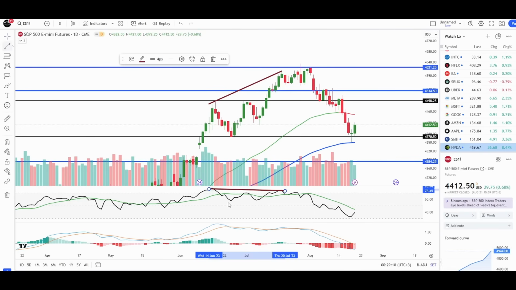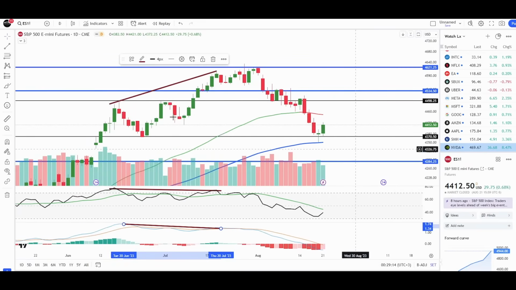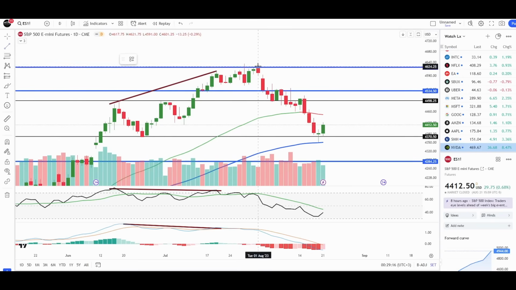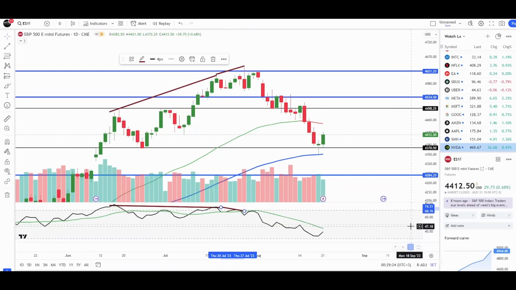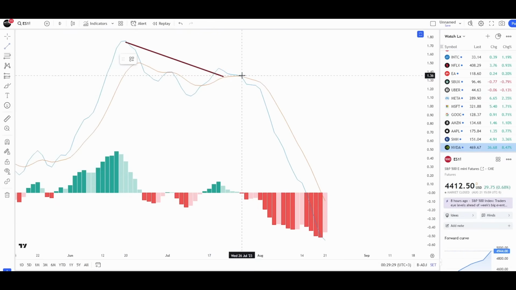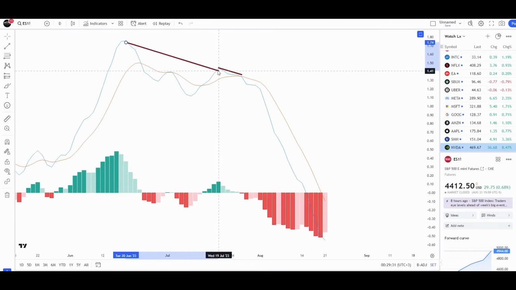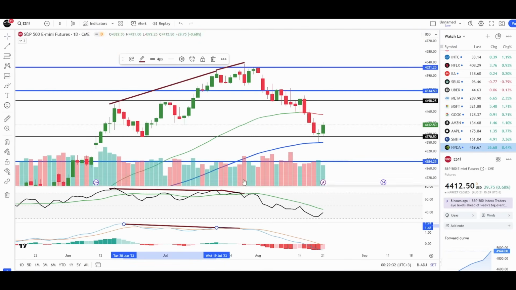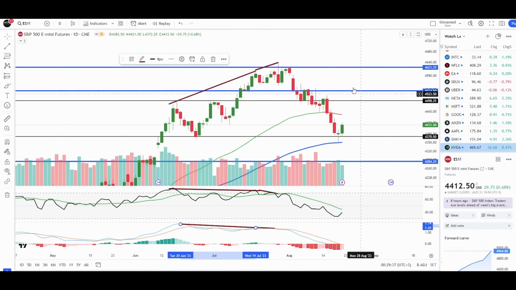PPO, same exact thing. Lower high versus the high back here. Then we had another divergence. Look at this. Slightly higher high here. Boom. And on the RSI, lower high on the PPO. Let's expand it. There we have it. Another lower high. Okay. Another lower high. Higher high here, lower high here. Let's do that again.